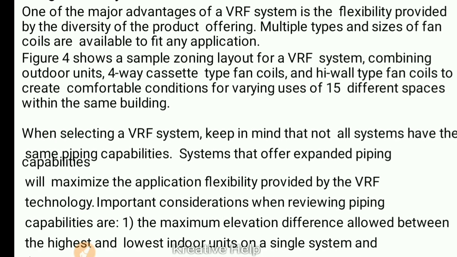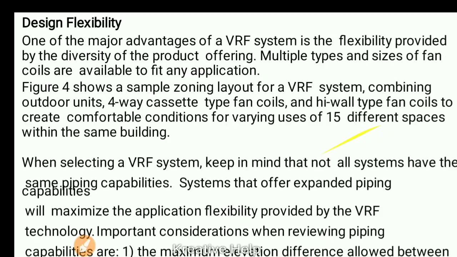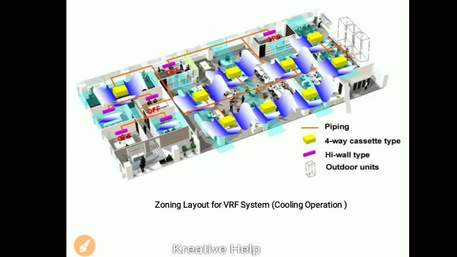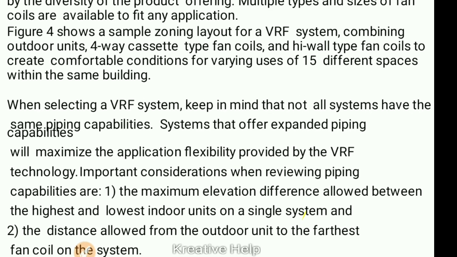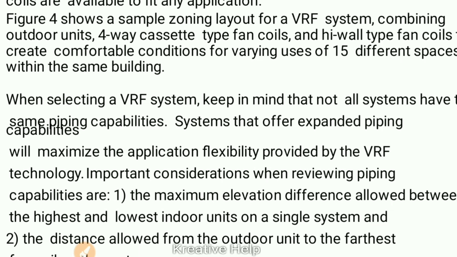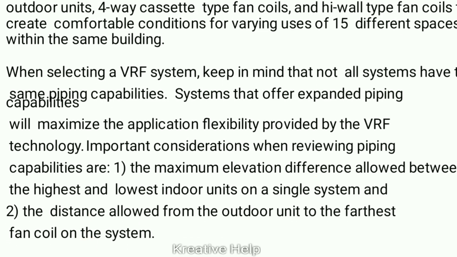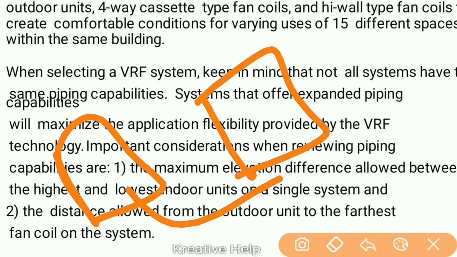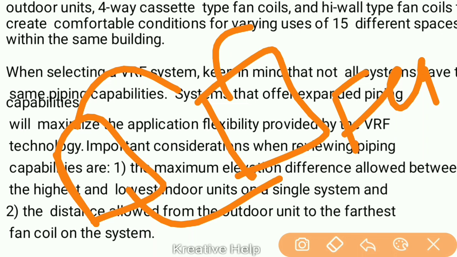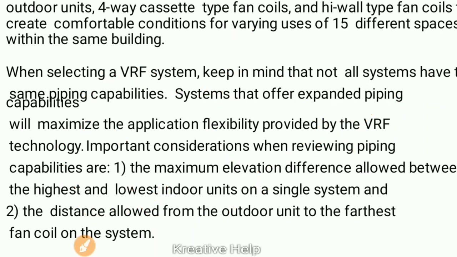I will show it in the figure. You can see the figure, but don't worry, I will explain each and every point. Right now I am just showing you. You can connect the cassette system and the FCU, which is called a fan coil unit. You can connect all these different types of indoor units to one VRV system. This is called design flexibility.